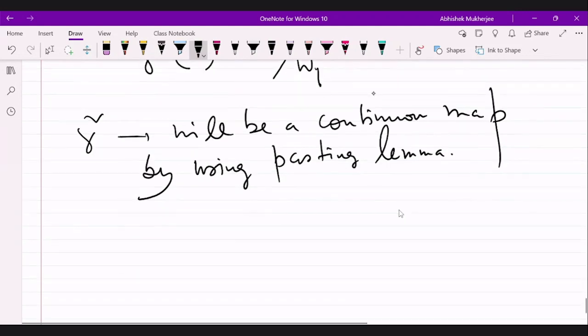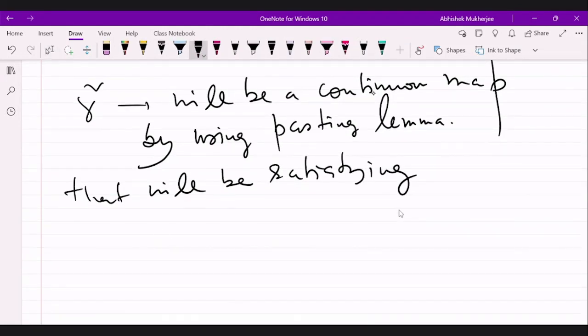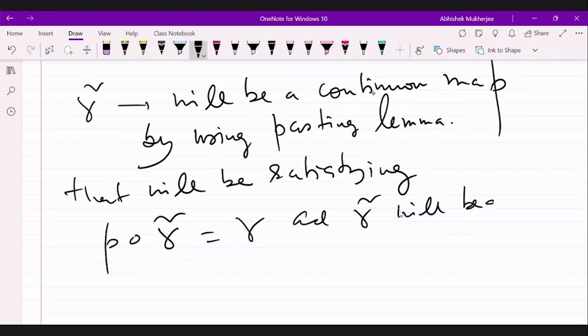Great. So that will be satisfying. Gamma tilde: p composed with gamma tilde is gamma, and gamma tilde will begin at, by definition, e naught.